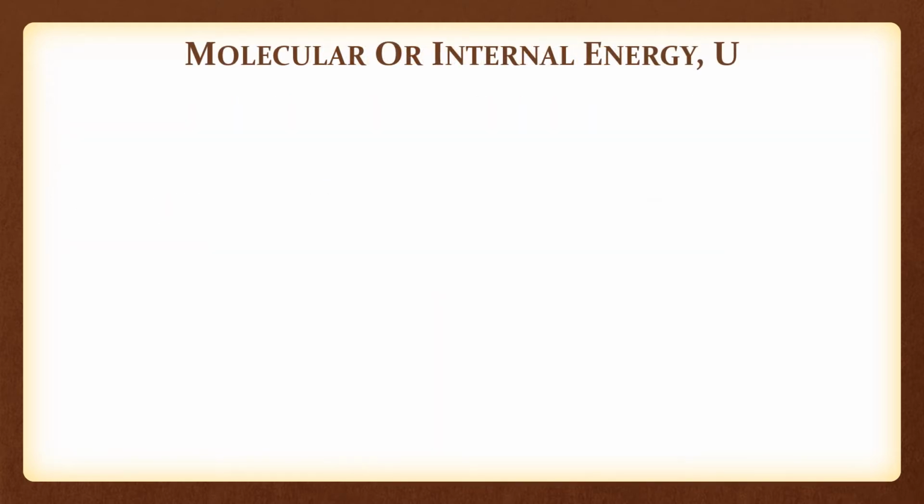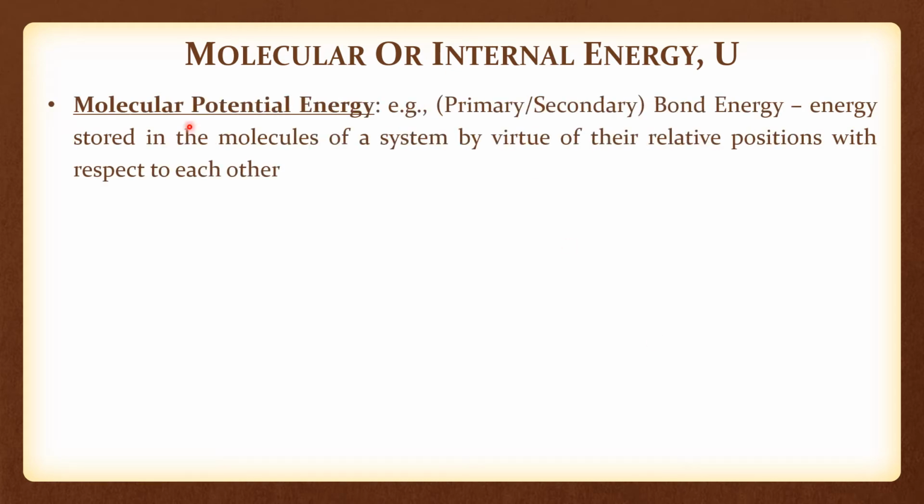Whereas molecular or internal energy, again, if you look at the molecular potential energy, again potential and kinetic energy, the molecular potential energy is the bond energy. It is either the primary bonds or secondary bonds. Energy stored in the molecules of a system by virtue of their relative positions with respect to each other. So you are looking at, say, a molecule like H2O, right? So the relative position between the hydrogen atoms and the oxygen atom with respect to each other. And then you say that when they have come to a certain bond length, there is a covalent bond that is formed, and there is energy stored in that OH bond, and that is the primary covalent bond energy.